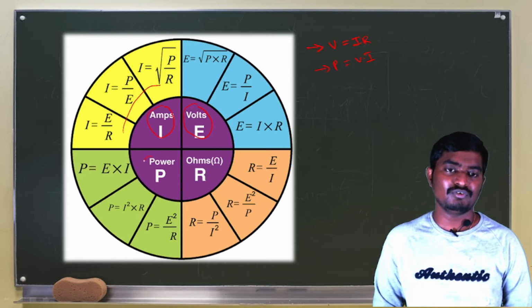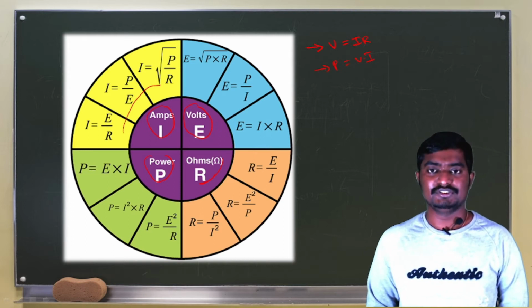And when we look into the third quadrant, these three formulas are responsible for the power. And when we look into the fourth quadrant, these three formulas are responsible for the resistances.